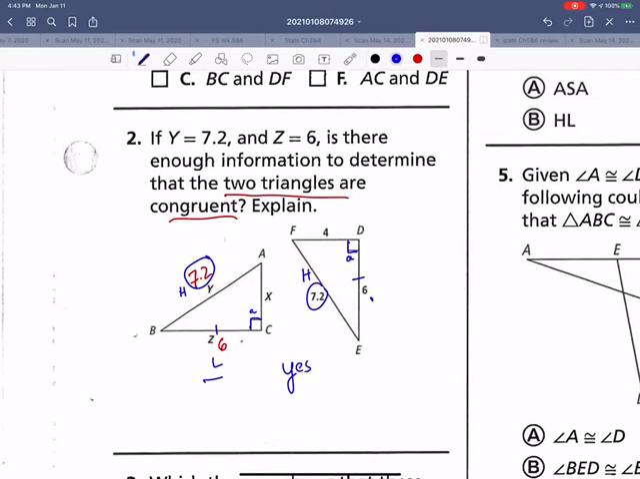So yes, both of their hypotenuses are 7.2. Both of their longer legs are 6. So the hypotenuse leg theorem says that if you have a right triangle, which we do, and the hypotenuses match, and one of the legs matches, then they are congruent. Yes, they are congruent.